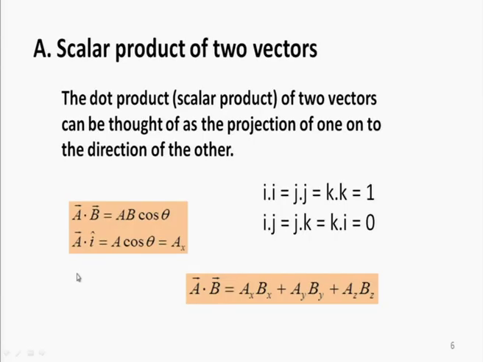See the monitor, we will observe the dot product or scalar product of the two vectors can be thought of as the projection of one onto the other direction. So here i is the unit vector in the x direction, another i is in the same direction. i dot i means the scalar product of these two, that is equal to 1, and j dot j also is equal to 1, and k dot k also is equal to 1. But if i is taken as a component in the j direction, it is 0. Similarly, if j is taken as a component in the k direction, then also it is 0. k in the component of i direction, then also it is 0. So i dot j is equal to j dot k is equal to k dot i is equal to 0.